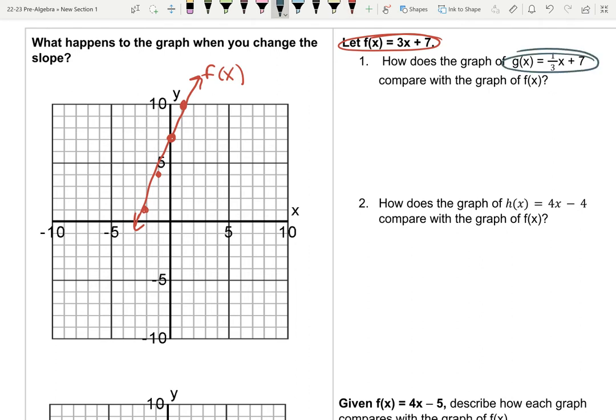Now I'm going to do this one. Again, I'm going to start at 7, but this time my slope is 1/3. So I'm going to go up 1 over 3, and I'll go down 1 over 3. I'm going to connect these, and I'll label this one g of x. And you can see it's as if it got pushed downwards. So this is a shrink. That's why it's considered a shrink. Or you can see our slope got smaller, and that's why it's also a shrink. And the intercept is the same.